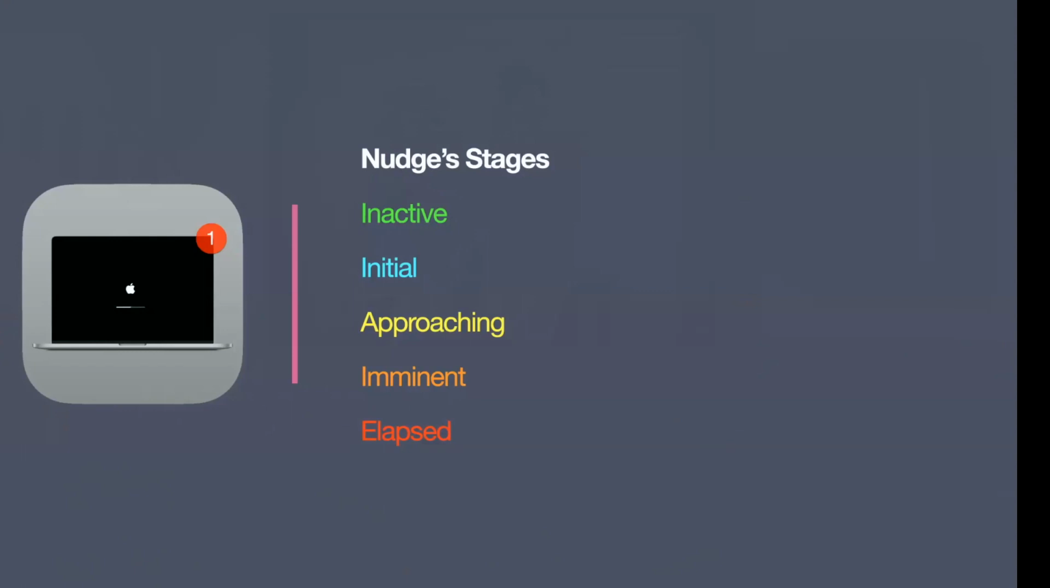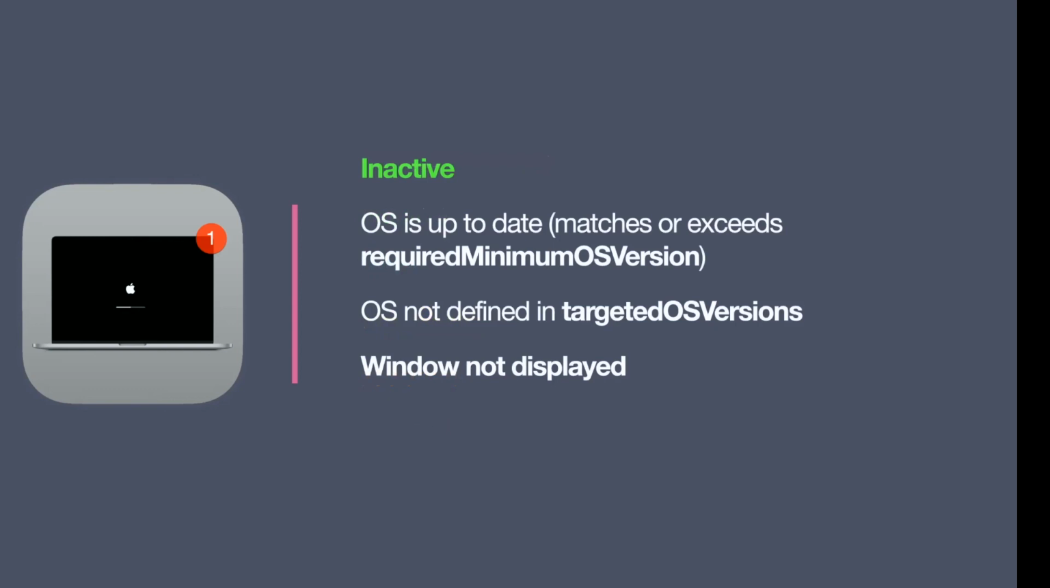But before we get right into it, what we need to understand is that Nudge has 5 stages or levels. I liken them to the older nuclear DEFCON system, and hopefully we'll see why in a minute. So this is the first stage, when Nudge is inactive. It doesn't display a window. It will be in this state when the installed version of macOS is at or above the required minimum OS version preference, or if the installed version of macOS isn't listed in the targeted OS versions array.